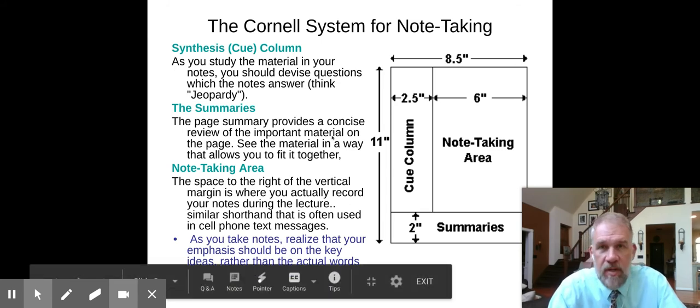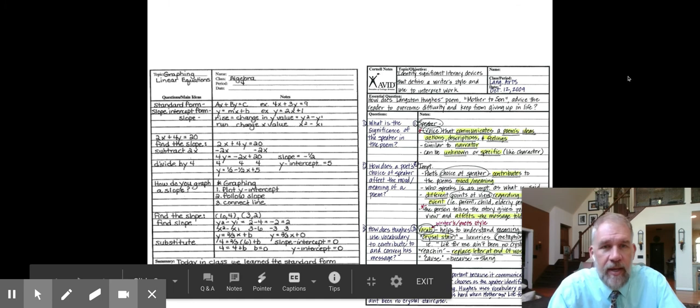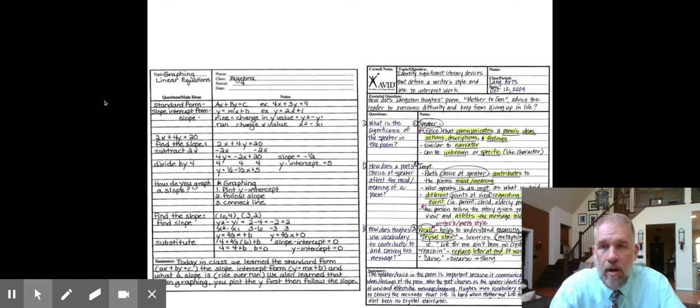So let's see if this comes up correctly. I'm going to try to do this. All right. Looks like it did. So here are some examples of Cornell notes. Now, these are pre-printed ones. You can go online and you can download pre-printed Cornell notes pages. It's very popular. I didn't just invent it. Cornell notes is very famous and well known.